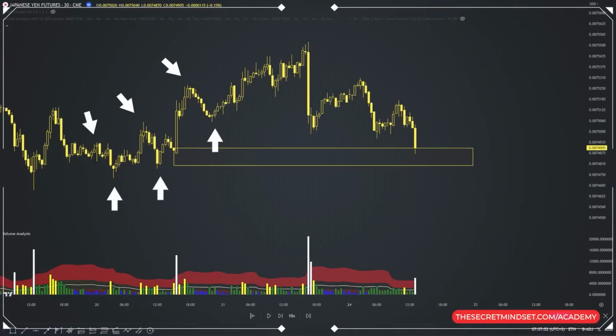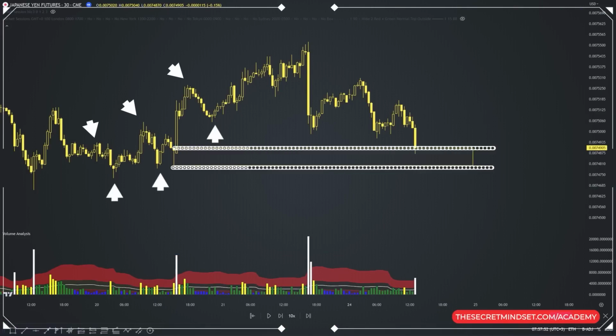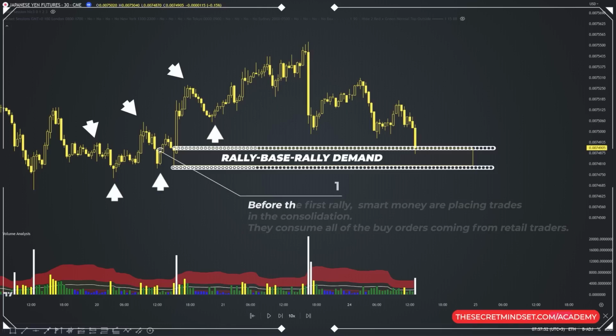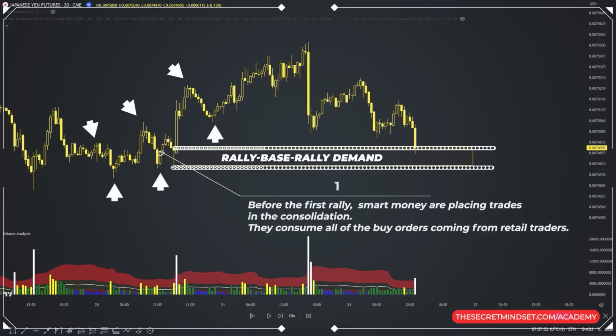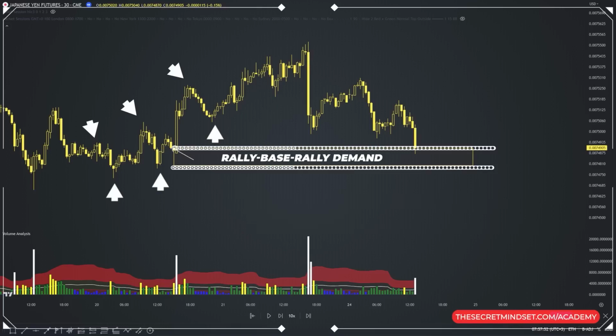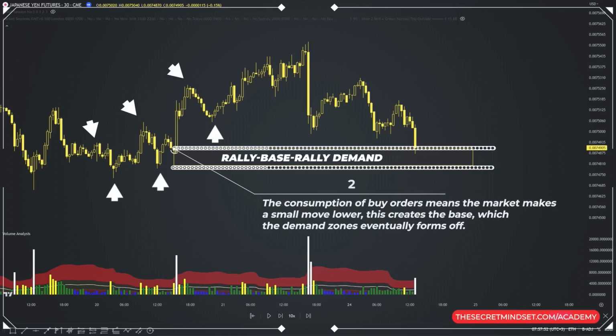Same market, price makes higher highs and higher lows, so we must find a demand zone. I spot this potential base-rally demand zone right here. Let me quickly explain how these zones are created. You need to understand this process. Before the first rally, we had bank traders placing trades in the consolidation area. They consume all of the buy orders coming from retail traders. The consumption of buy orders means the market makes a small move lower, and this creates the base, which the demand zone eventually forms off.